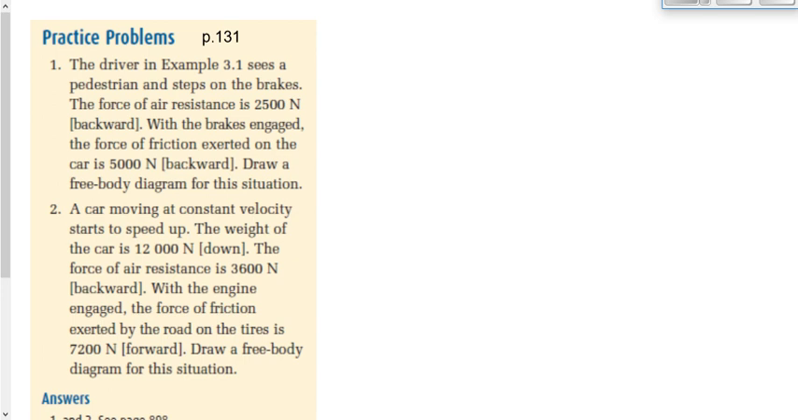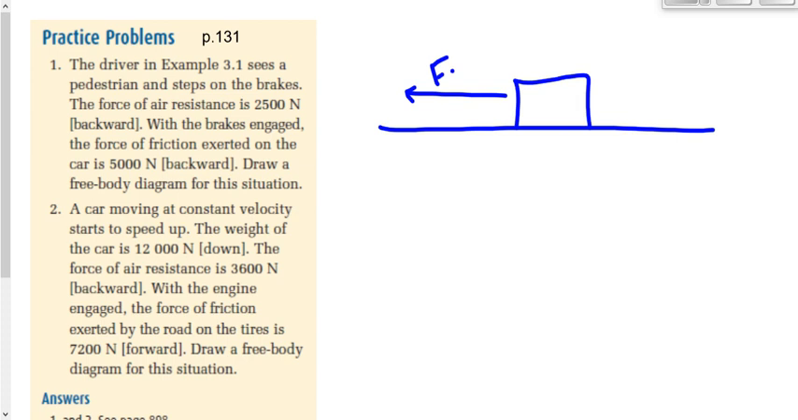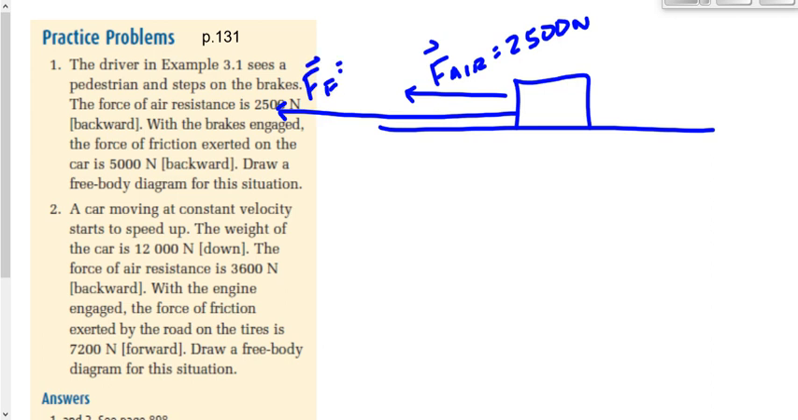So look at the first one. Driver sees a pedestrian, steps on the brakes. There's a force of air resistance of 2,500 newtons. Okay, so let's assume he's moving to the right. The force of air resistance would be 2,500 newtons to the left. The brakes engaged, there's a force of friction of 5,000 newtons backwards. So we're going to draw that twice as long. We'll call that FF, is 5,000 newtons.